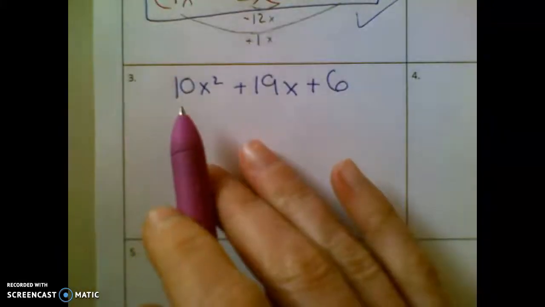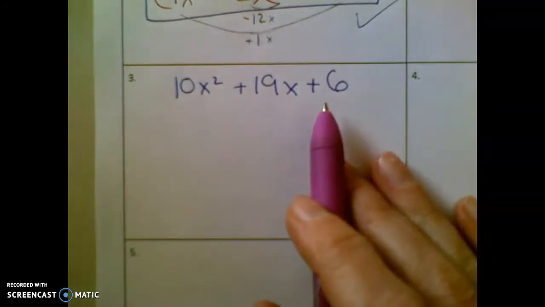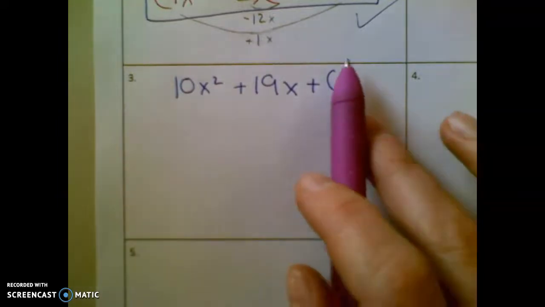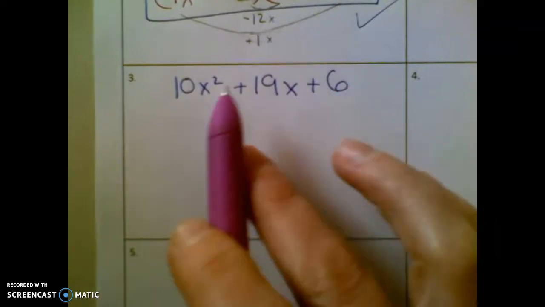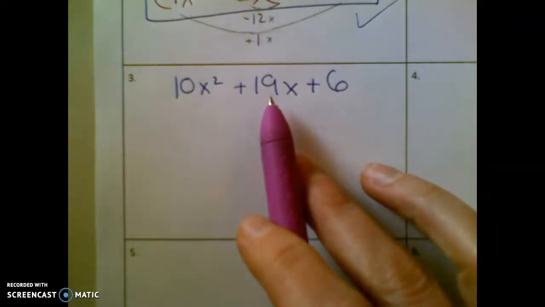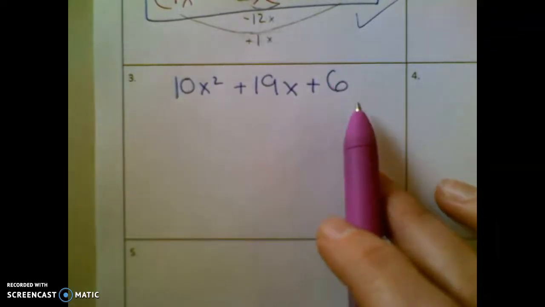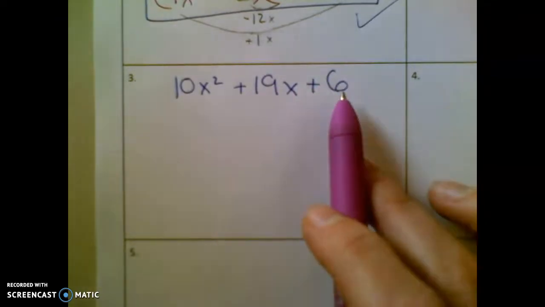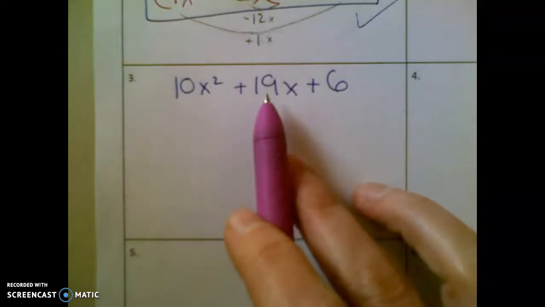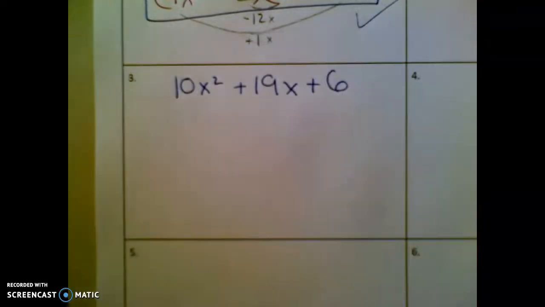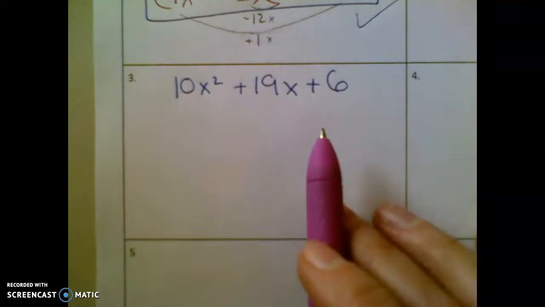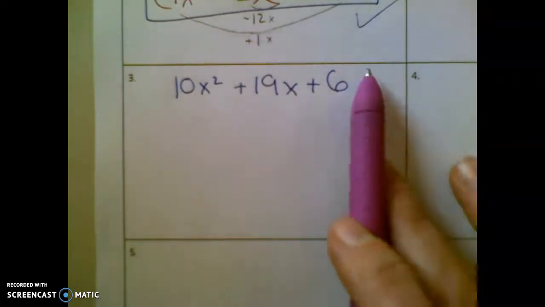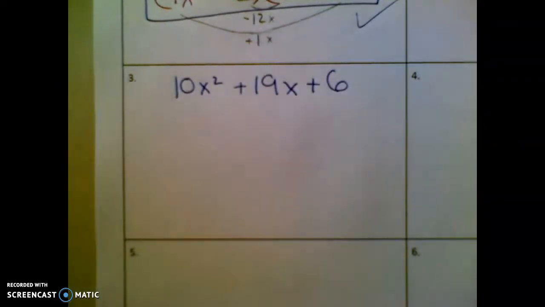Question number 3, 10x squared plus 19x plus 6. Check for GCF. I always pick the smallest number. Does 6 go into 10 or 19? No. The factors of 6 are 2 and 3, so check the bigger of the two. 3, well 3 doesn't go into either. 2 goes into 10 but not 19. So there's nothing that goes into all of them evenly, so no GCF numerically. X squared, x, no x, so again another one with no GCF.